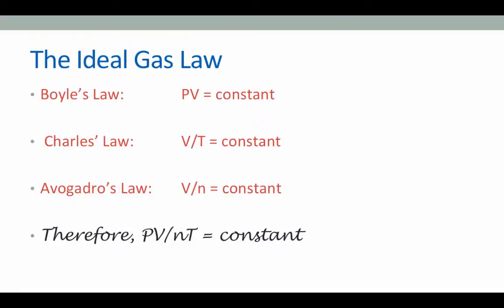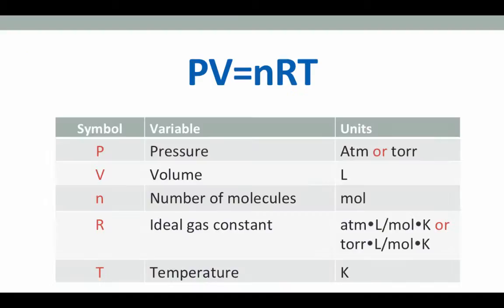Similarly, the direct relationship between volume and amount of gas can be summarized as volume over moles of gas is equal to a constant. So if we put these all together, PV is a constant, V over T is a constant, and V over n is a constant, while PV over nT should also equal a constant. And that constant is given the letter R and is called the ideal gas constant. The ideal gas law is usually expressed as PV equals nRT, or pressure times volume is equal to the amount of a gas times the ideal gas constant times temperature.